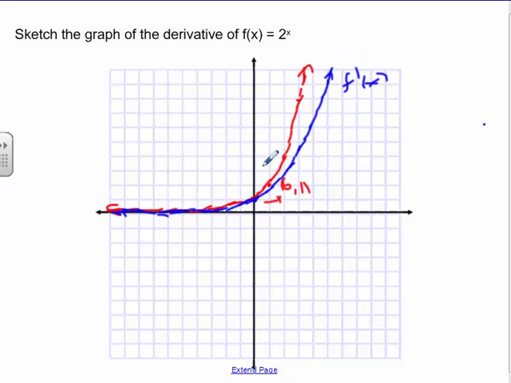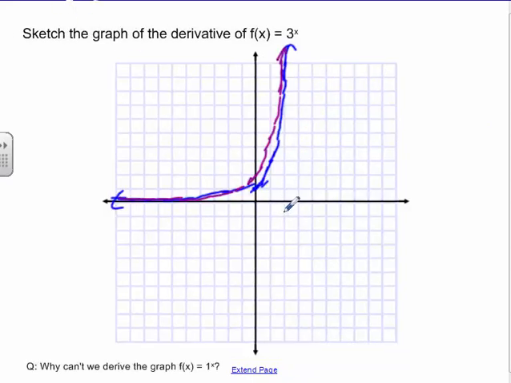Maybe I'm not making my point clear enough here. The derivative of an exponential graph is an exponential graph. It basically derives to itself, is the point I want to make. This red graph here is the original. The blue graph is what its derivative would look like, and it's almost the exact same as the original. And the same thing happens on this graph here for 3 to the x. 3 to the x derives to almost exactly the same thing, only it derives a little bit too high.